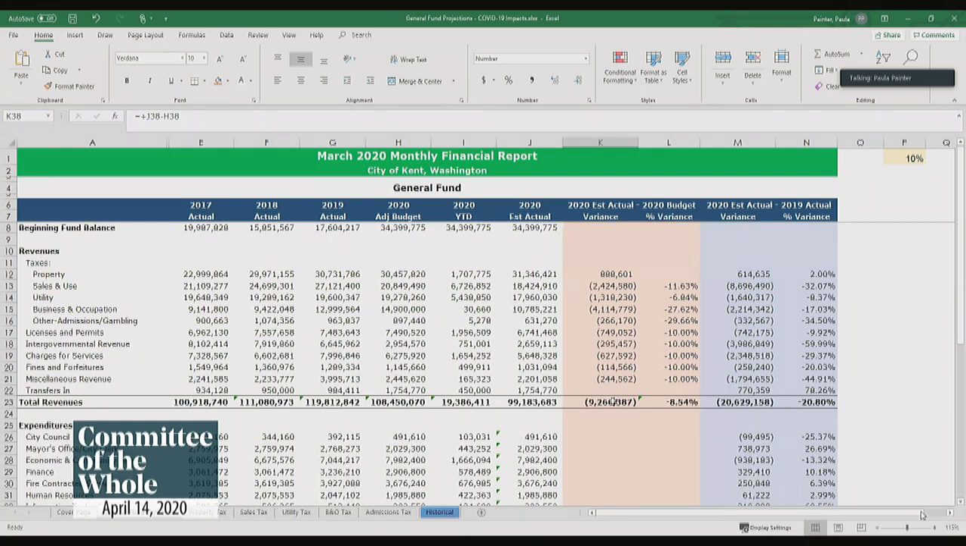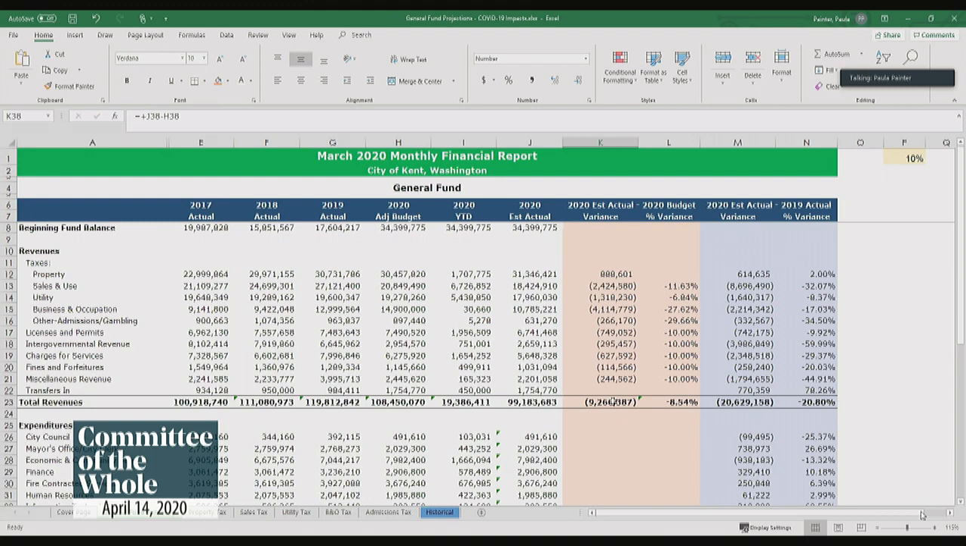We are definitely in some unprecedented times. Certainly not what I anticipated to be looking at this point in 2020. The general fund, the health of the general fund, is where we're first beginning to look, and this is what I'm sharing with you here today.